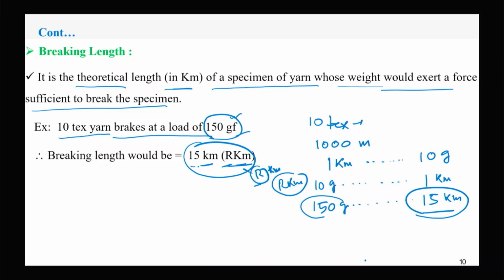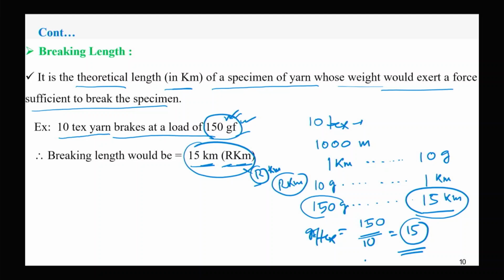So breaking length is 15 kilometer, and if we measure the gram per tex value, so gram force per tex, so gram force is breaking load is 150 gram force per tex 10. So tenacity, this is the tenacity of yarn, it's again 50. So breaking length and tenacity, numerically the values are same.